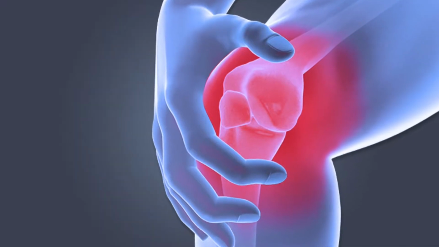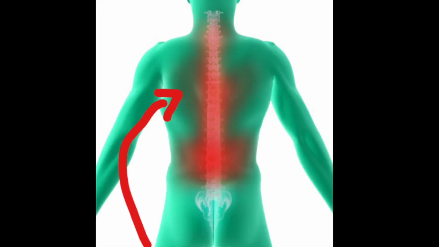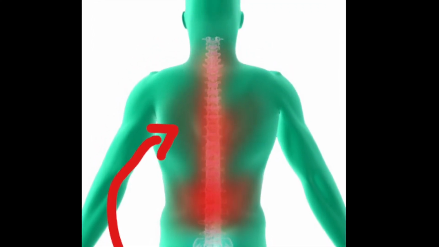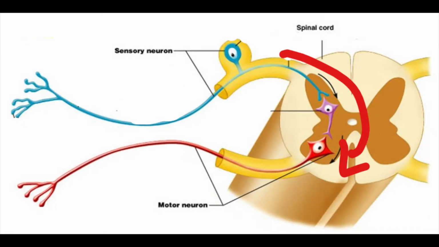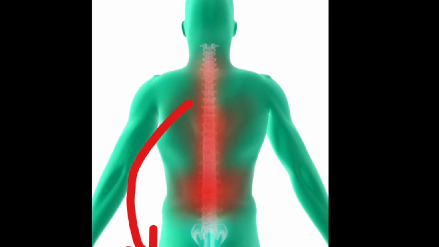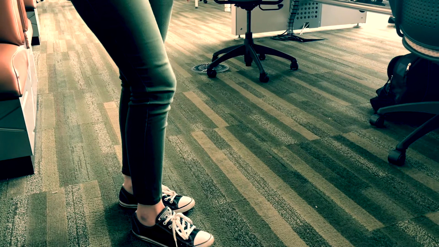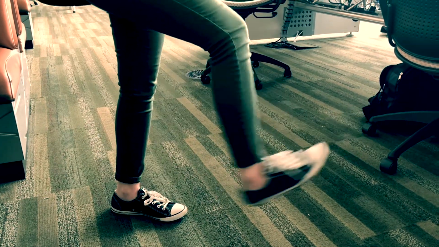A hit to the knee causes the thigh muscle to stretch. This stretch sends a signal along a sensory neuron to the spinal cord, where it interacts directly with a motor neuron that travels to the thigh muscle. The muscle then contracts and causes the leg to kick.